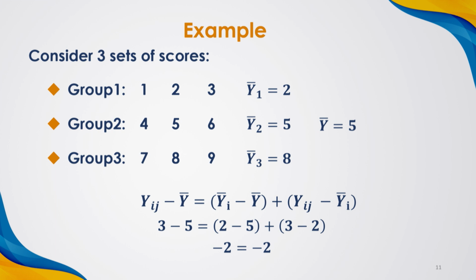So, the mean of that particular group is 2, minus the overall mean 5. The second quantity is Yij, again 3, minus Yi bar, the mean of that particular group. So that is why we are getting 3 minus 2. With a simple computation we may end up with minus 2, which is equal to minus 2. Thus we are proving that this partition works for every single observation in the set of samples.